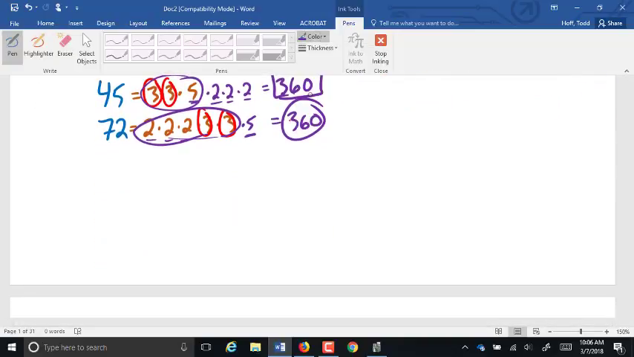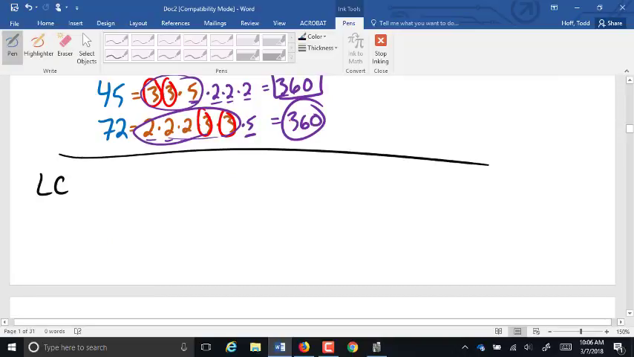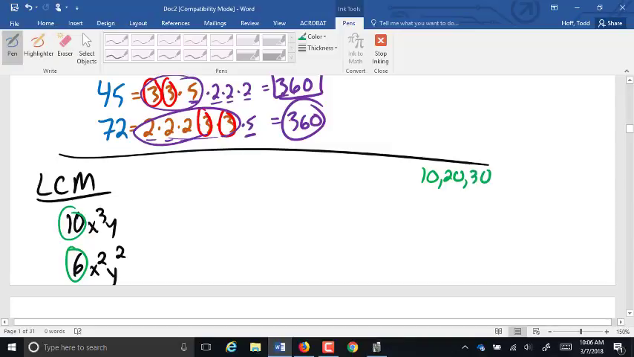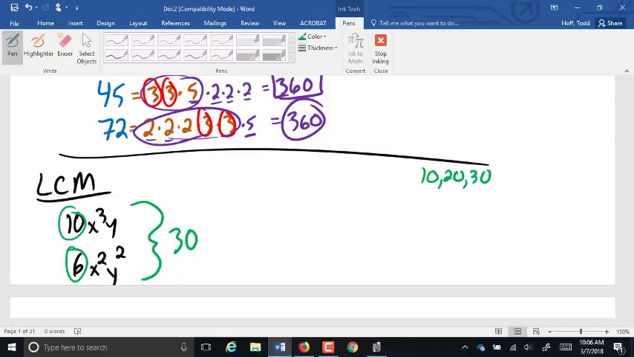What if there's variables involved? Let's say I ask you to find the LCM of 10x to the third y and 6x squared y squared. Well, what is the least common multiple of 10 and 6? Thirty is smaller. So 30 is going to be the least one. 60 is a common multiple, just not the smallest one. Then for the variables, what we choose is the largest power. For multiples, we take the largest power. For factors, we take the smaller power. So we've got x to the third, x squared. So in our least common multiple, it's going to be x to the third. And then it's going to be y to the 2. Very good.